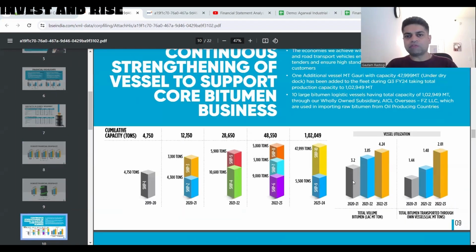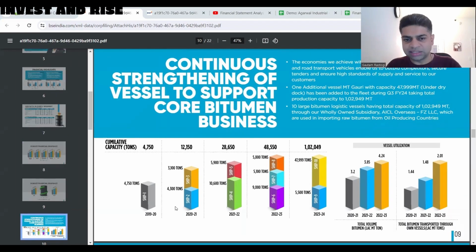If you see this chart, what it is telling you is that over the last 5 years, the company has purchased a lot of ships, a lot of vessels to import bitumen into India, because using their own ships is cheaper than using a third party's ship. The reason I'm focusing on this is that I can draw a connection with the balance sheet. In FY23, they purchased 3 ships. Now let's open up their balance sheet.